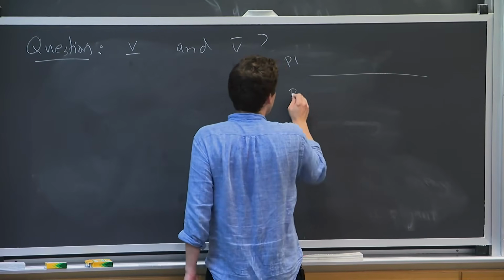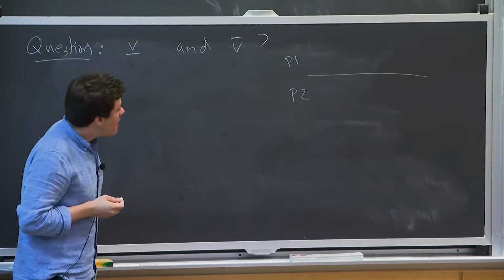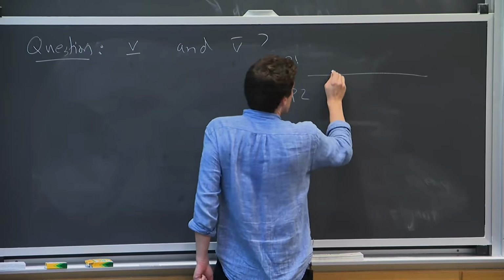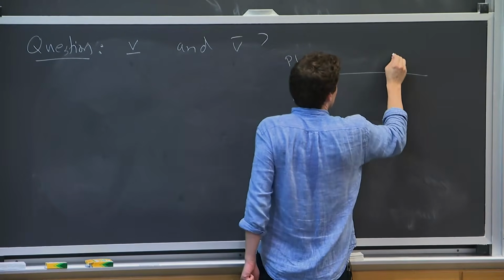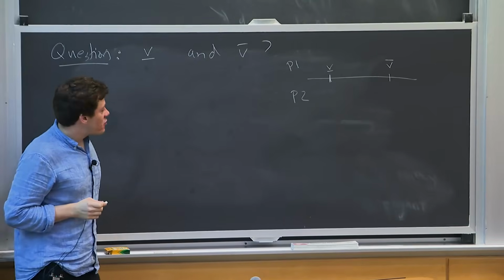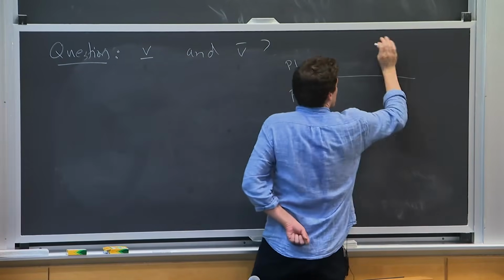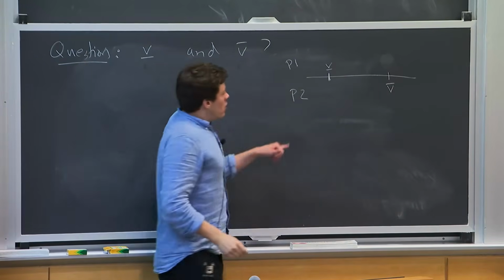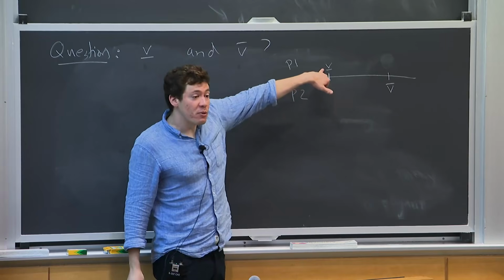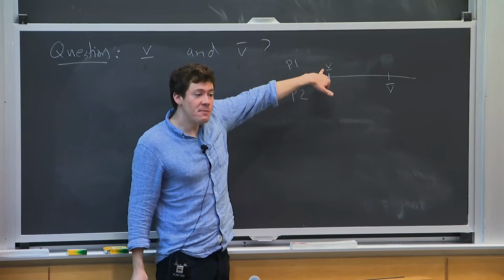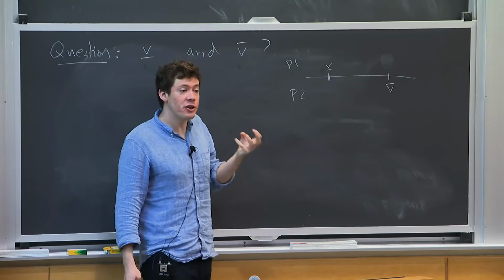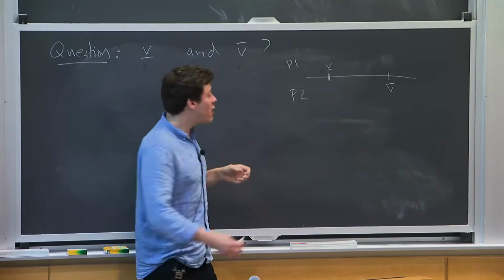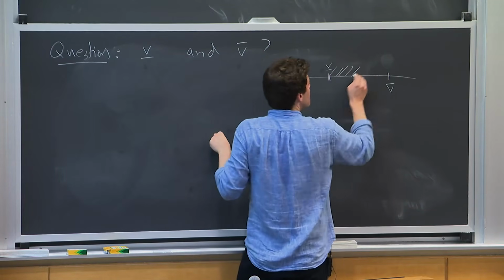Let's think of P1 and P2. In the end, these will be equal, but let's not draw it this way. What does V lower bar mean for player 1? Let's think about how to interpret it. It means player 1 can play a security strategy, and if player 1 plays a security strategy, however the other player plays, their payoff is at least V lower bar.